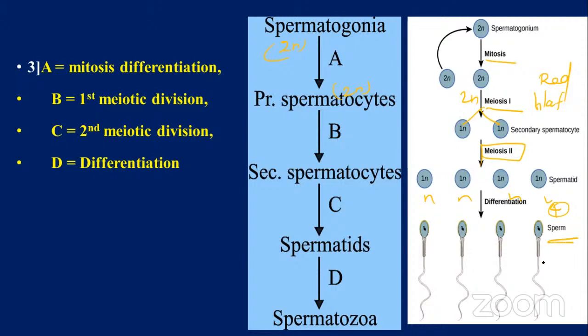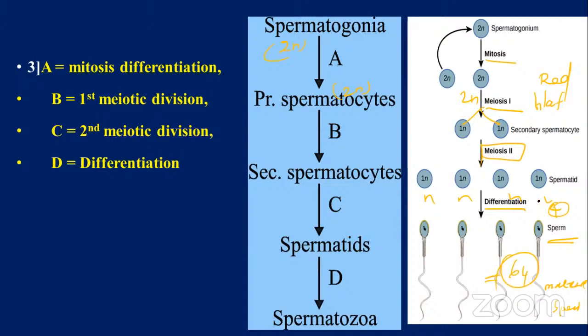N. So the four haploid sperm. So the sperms are produced when, after second meiosis, undergo the differentiation, then only you will get the mature, what is that? M-A-T-U-R-E, mature sperm after 64 days only. Maturation of the sperm is also 64 days. These are the extra points, my dear student.